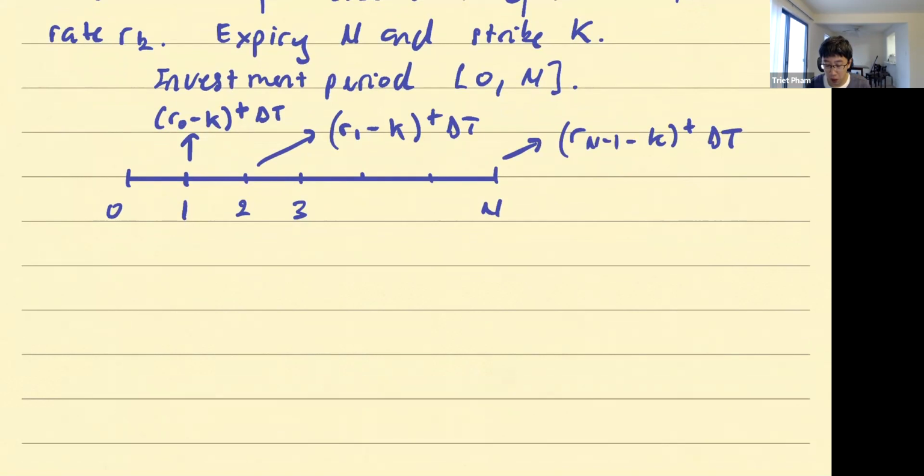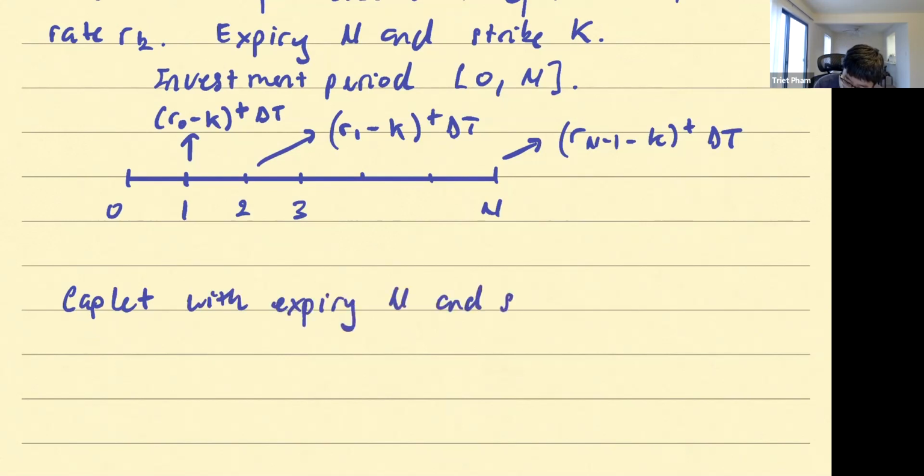So what do you do? How do you find the price? Oh, and also, there's a corresponding idea of a caplet. A caplet, let's say with expiry n and strike K, has only one single investment period.